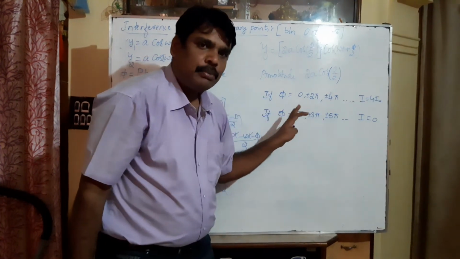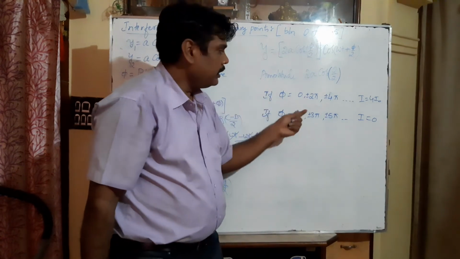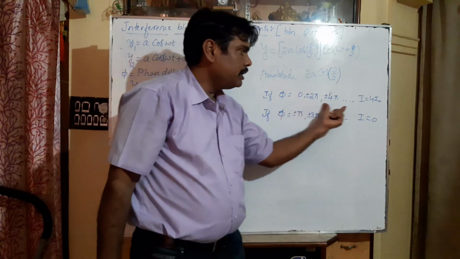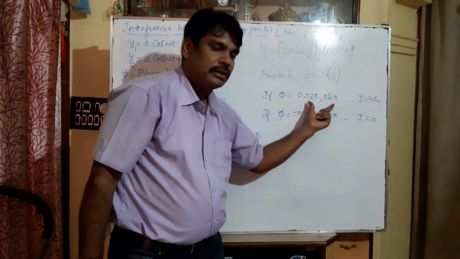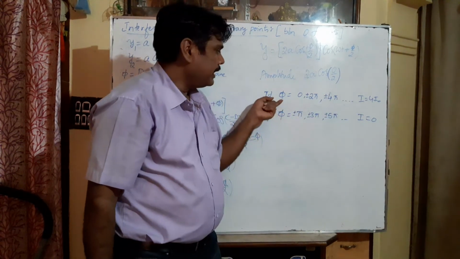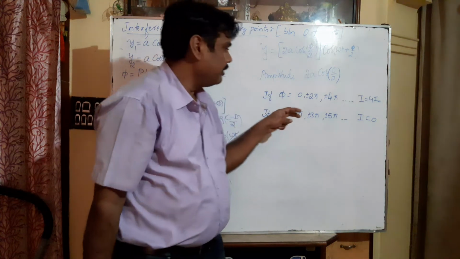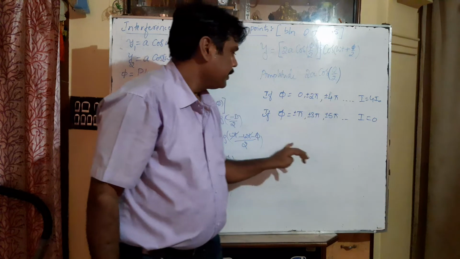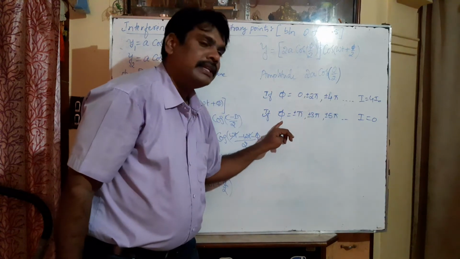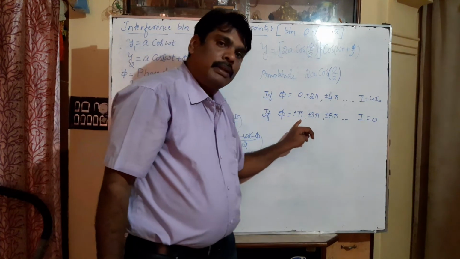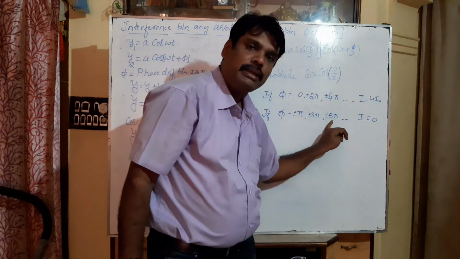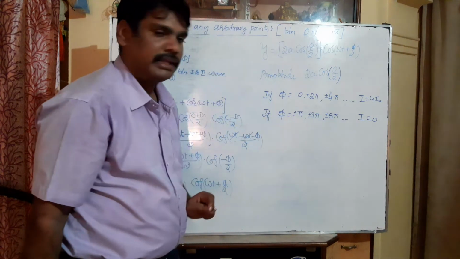So 0 and all even multiples of pi, 100% there is a point where constructive interference is obtained if the phase difference phi lies at these values. If the phase difference between the first and second wave is 0, constructive. 2 pi, constructive. 4 pi, constructive. If the phase difference between the first and second wave is pi, plus or minus, destructive. 3 pi, destructive. Plus or minus 5 pi, destructive interference, like this.